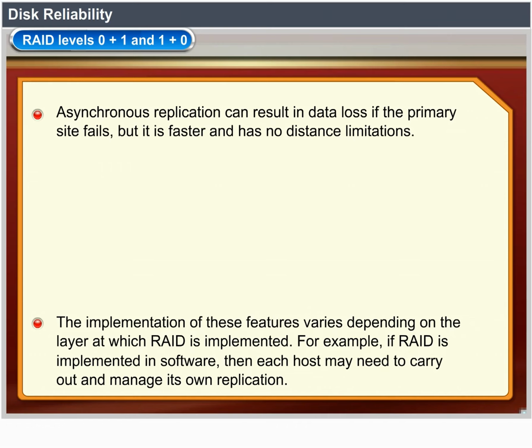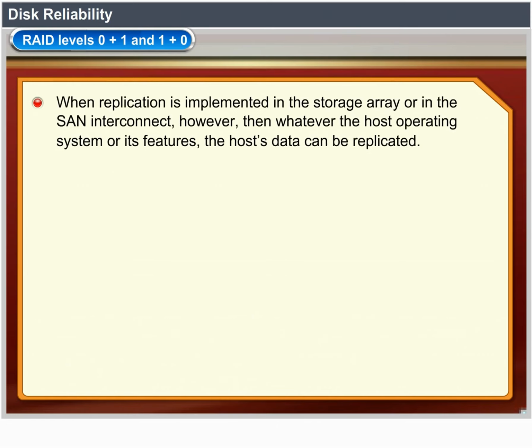The implementation of these features differs depending on the layer at which RAID is implemented. For example, if RAID is implemented in software, then each host may need to carry out and manage its own replication. If replication is implemented in the storage array or in the SAN interconnect, however, then whatever the host operating system or its features, the host's data can be replicated.